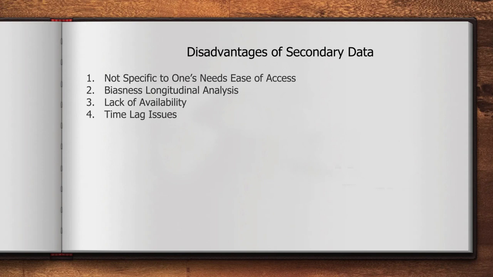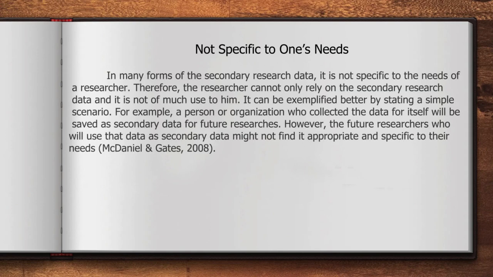Following are some of them: not specific to one's needs, biasness, lack of availability, and time lag issues. Number 1. Not specific to one's needs. In many forms of the secondary research data, it is not specific to the needs of a researcher. Therefore, the researcher cannot only rely on the secondary research data, and it is not of much use to him.